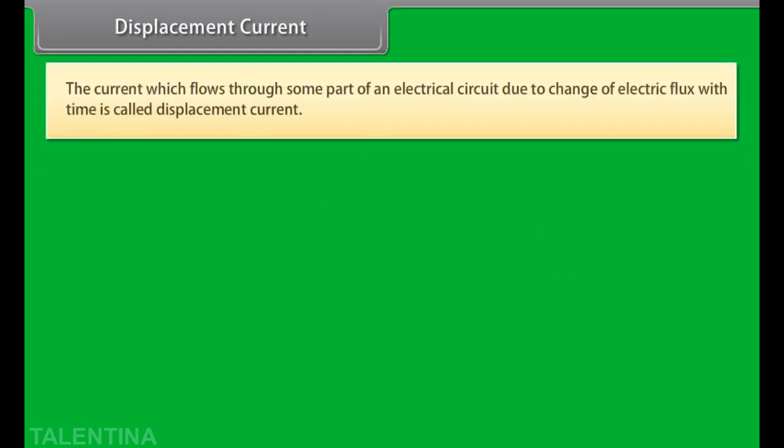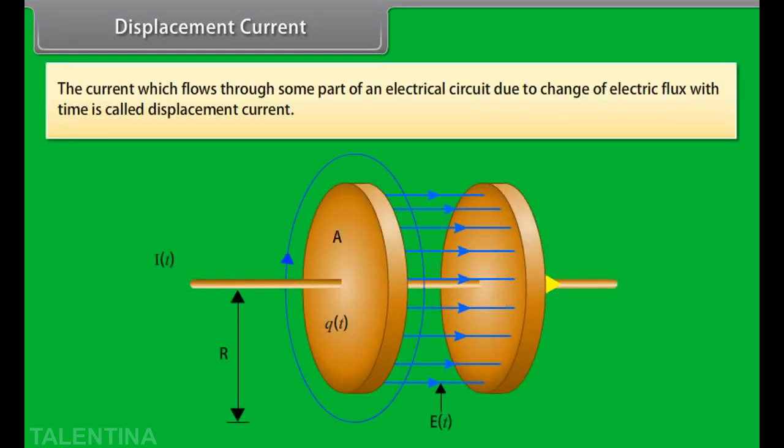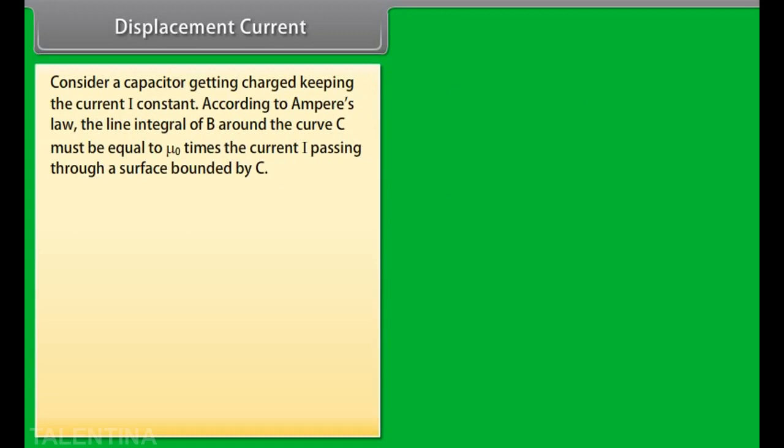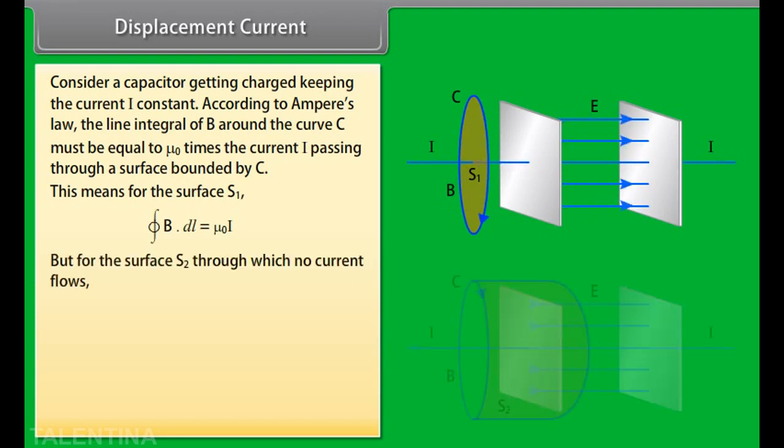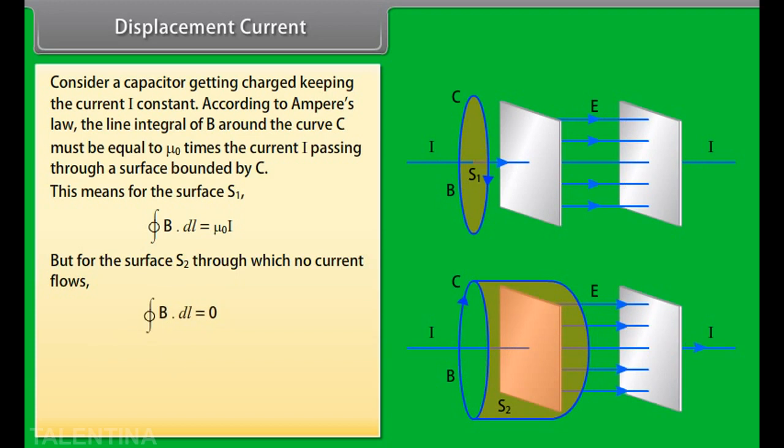Displacement current. The current which flows through some part of an electrical circuit due to change of electric flux with time is called displacement current. Consider a capacitor getting charged, keeping the current I constant. According to Ampere's law, the line integral of B around the curve C must be equal to mu naught times the current I passing through a surface bounded by C. This means for the surface S1, the closed integral of B dot dl is equal to mu naught I. But for the surface S2, through which no current flows, the closed integral of B dot dl is equal to 0. It means there is an inconsistency.